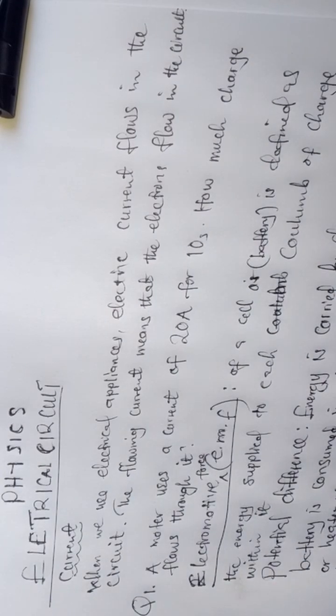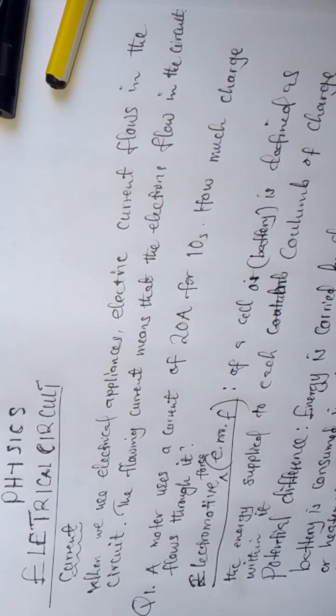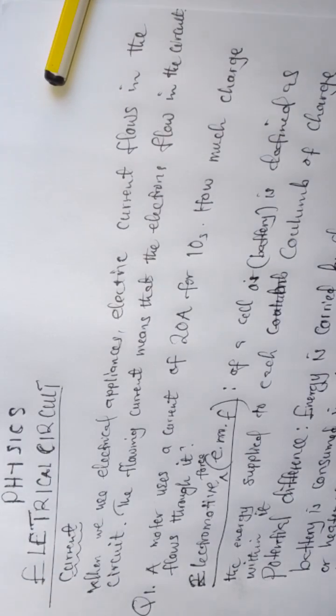For today, remember we started a new topic in physics. Today we need to look at electrical circuits, also the electromotive force, which is also known as voltage or potential difference. So, under current, they are saying when we use electrical appliances, electric current flows in the circuit. In short, we can say current is just the flow of charge in a circuit.